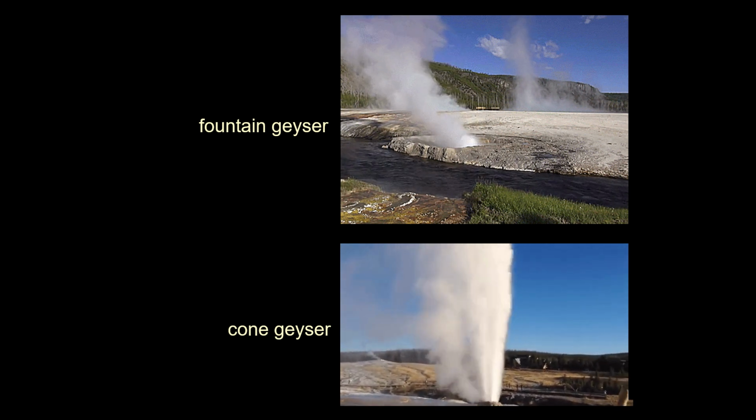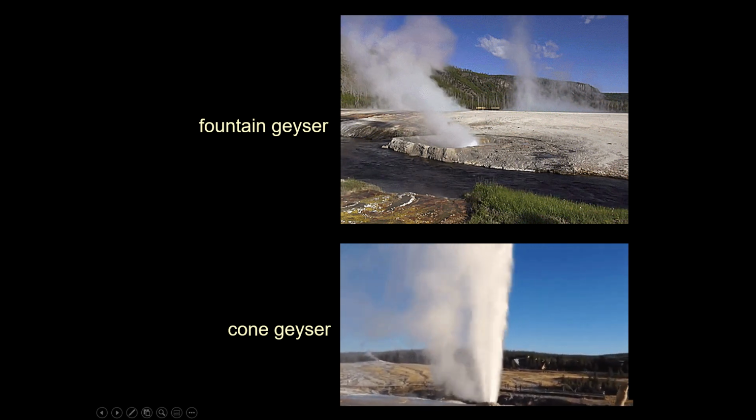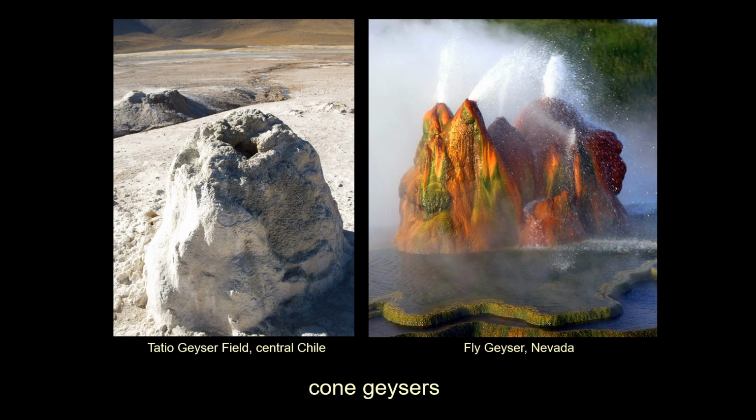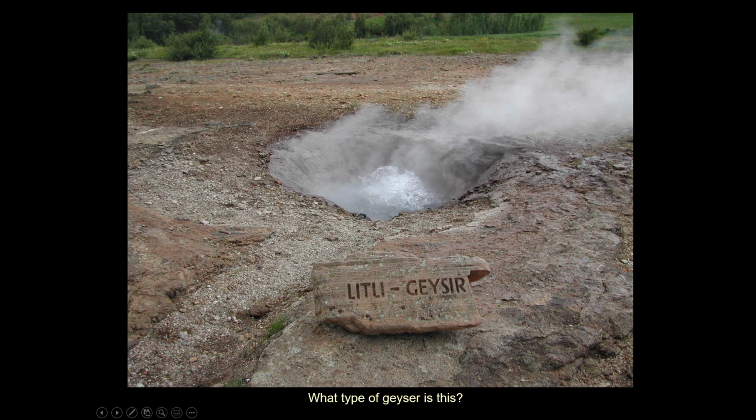So here's how you can see the difference between the two. The fountain geyser in the view above, right next to this stream. So that's a fountain geyser with a pretty wide opening. And then the cone geyser in the lower view here erupting. And just so you see some examples of cone geysers, at least the place where they erupt, this one on the left is a photo I took at the Tatio geyser field. And there's Fly Geyser in Nevada, which has a whole number of openings. So more than one nozzle opening with the Fly Geyser.